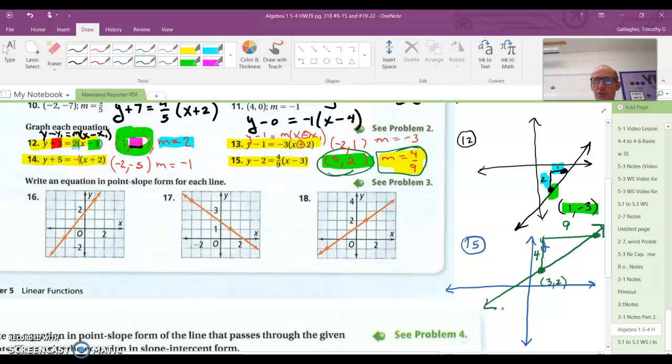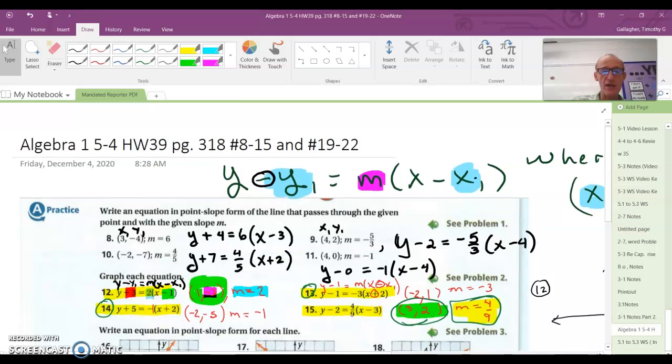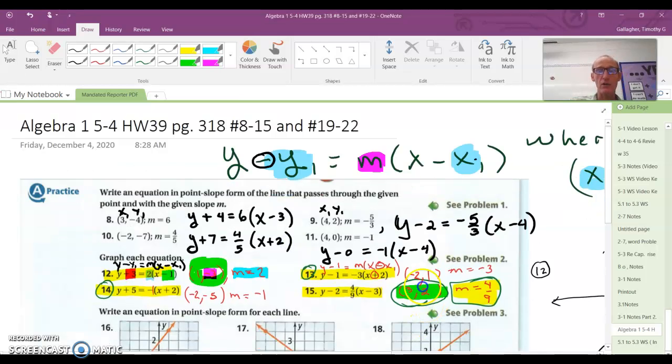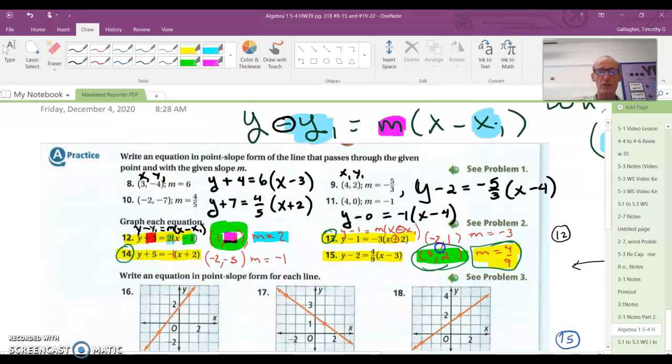Okay? So that's 12 and 15. Now, if you do 13 and 14, that's fine. You can, but if you do 12 and 15, you'll get all the points for your homework. Okay? All right, so that was 8 through 15. Now we're going to look at 19 to 22.